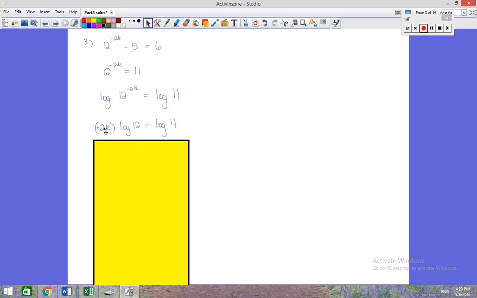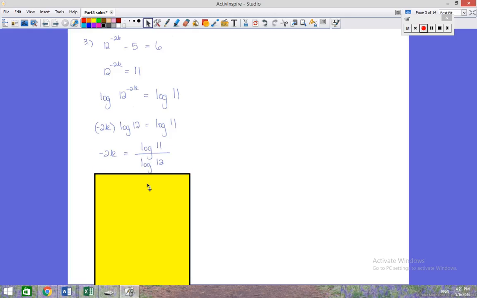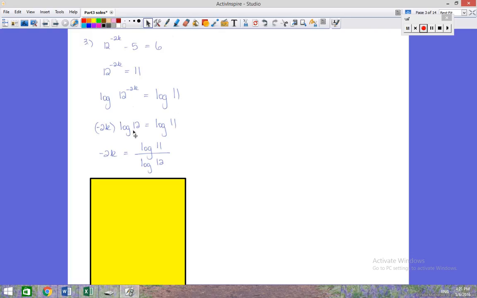So now on the left-hand side, I'm multiplying two things together. The first factor here, well, actually 3 with the negative 2, but I've grouped this negative 2 with the k. That's what I want to get by itself. I want to get rid of this factor of log of 12, so I'm going to divide both sides by the log of 12. On the left, log 12 divided by log 12 is just 1, so I'm left with the negative 2 times k. On the right-hand side, I have the log of 11 divided by the log of 12.